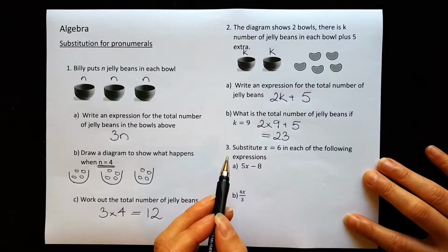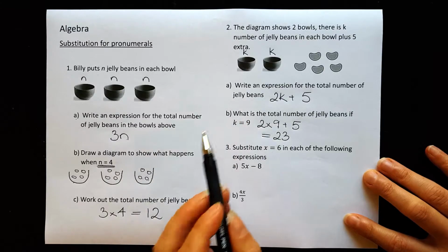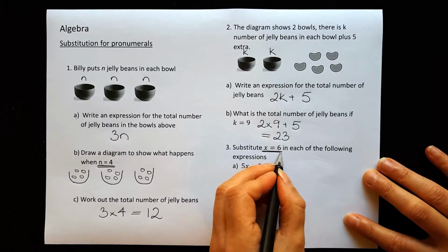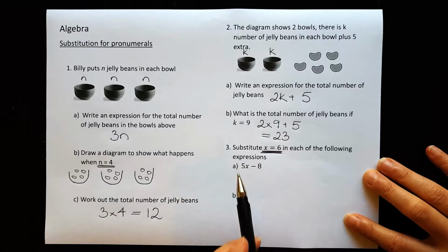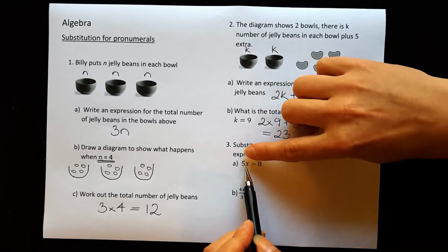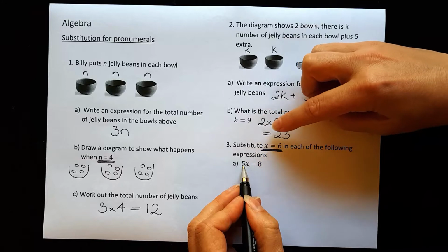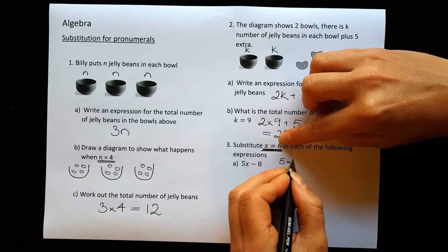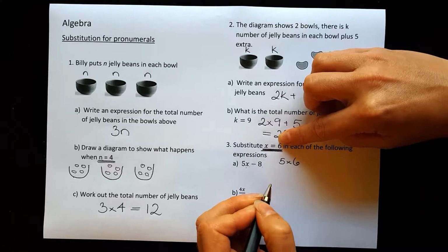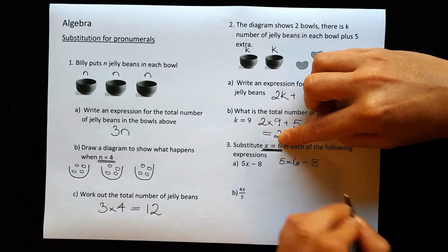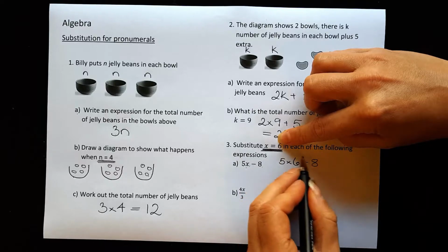So in question 3, we're going to practice the substitution part of what we've been doing in these questions. So for each of these, we're going to use x is equal to 6. Okay, so for the expression 5x minus 8, substitute in that x is equal to 6. So 5x means 5 times x. So I will write 5 times by, instead of the x, I will change it. I will substitute it to be 6. So that's 5x minus 8. Okay, that's my substitution working.